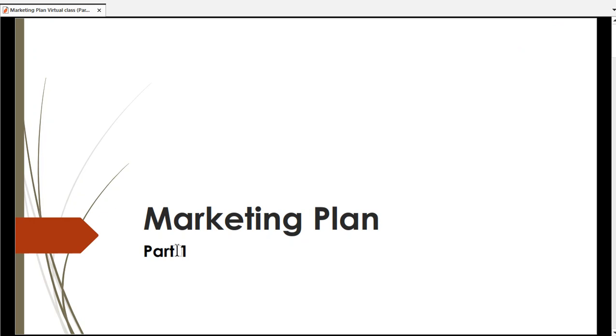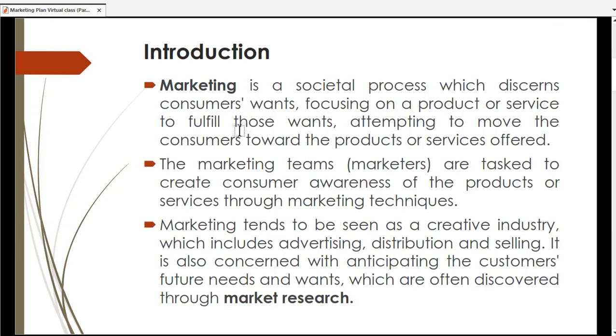So marketing plan, let's start. This is the first part. We have another definition here. This is the perspective of the book. Remember that we are learning from all perspectives, right? Marketing is a societal process which discerns consumers' wants, focusing on a product or service to fulfill those wants, attempting to move the consumers toward the products or services offered. Exactly, the magnetism that we were speaking about. So we have another interesting concept here, consumers' wants.